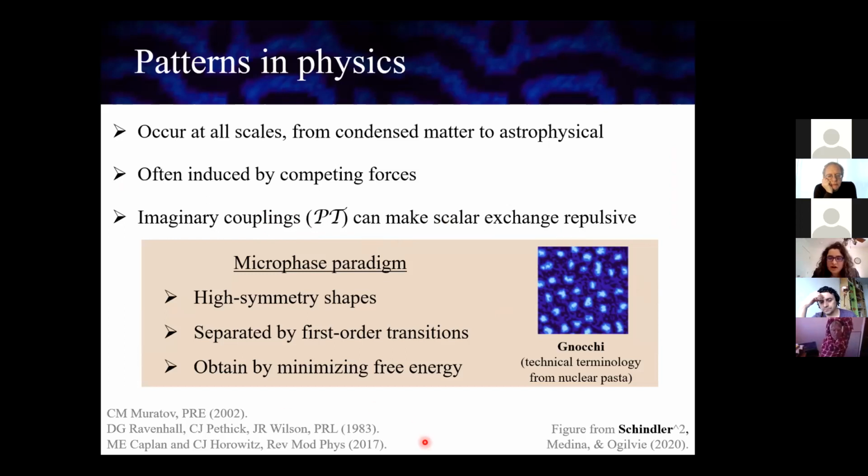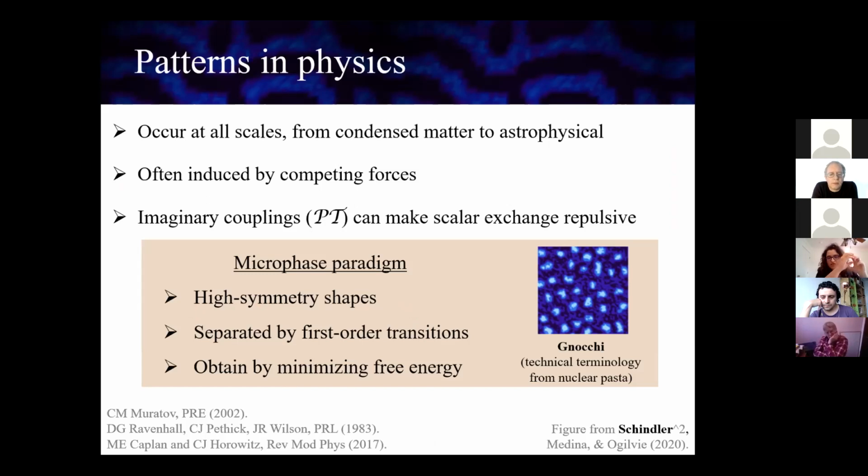Traditionally, the paradigm that we use to describe a pattern is pasta. I'm borrowing some language from nuclear pasta here, which is a phase in the inner crust of a neutron star. You can have spaghetti or gnocchi and all these different phases, characterized by high symmetry shapes. Here we have mostly dots, and we expect that these pattern phases are going to be separated by first order transitions.